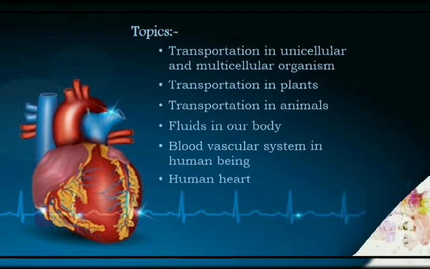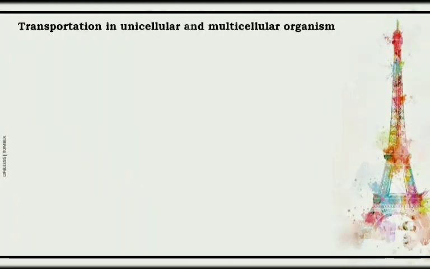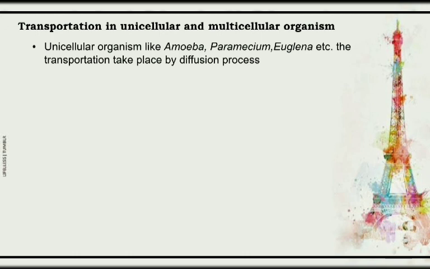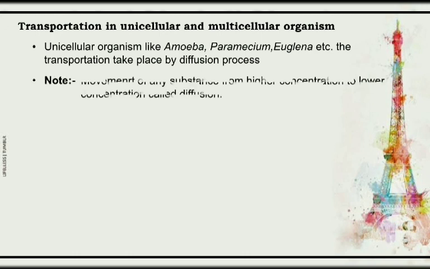So here it begins. Now come to the first topic, that is transportation in unicellular and multicellular organisms. First I will tell you, in a unicellular organism basically one cell is present, so all the activities are done by that single cell. So only the diffusion process will take place in the unicellular organism. You all know about the diffusion process, that any particle moves from higher concentration to lower concentration. So in unicellular organisms like amoeba, paramecium, euglena, etc., the transportation takes place by the diffusion process. So note that diffusion is the movement of any substance from higher concentration to lower concentration.